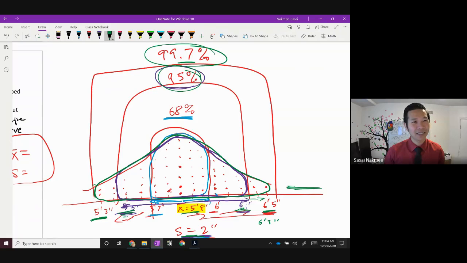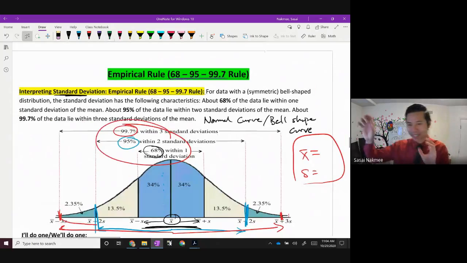Yeah. I'm sorry, I got distracted there. That's a random tangent. Sorry. What was I talking about? The empirical rule, right? And I got distracted by height. Oh my gosh. But yeah.